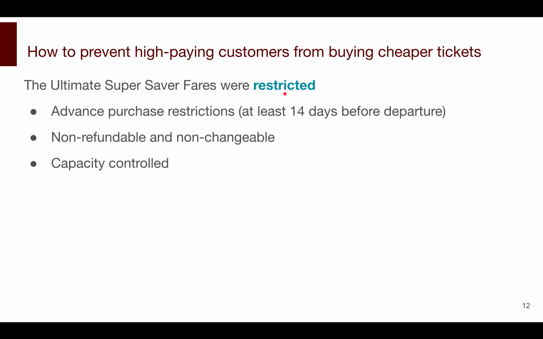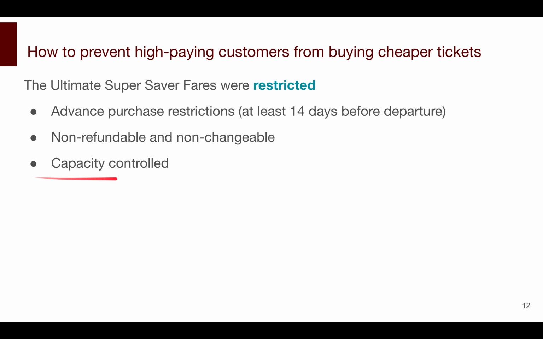restrictions which made them unattractive for the high-paying customers, such as advance purchase restrictions, meaning you have to buy the tickets, for example, 14 days in advance or more. These super cheap tickets were non-refundable and non-changeable, so you have no flexibility. Once you buy them, you use it or you lose it.